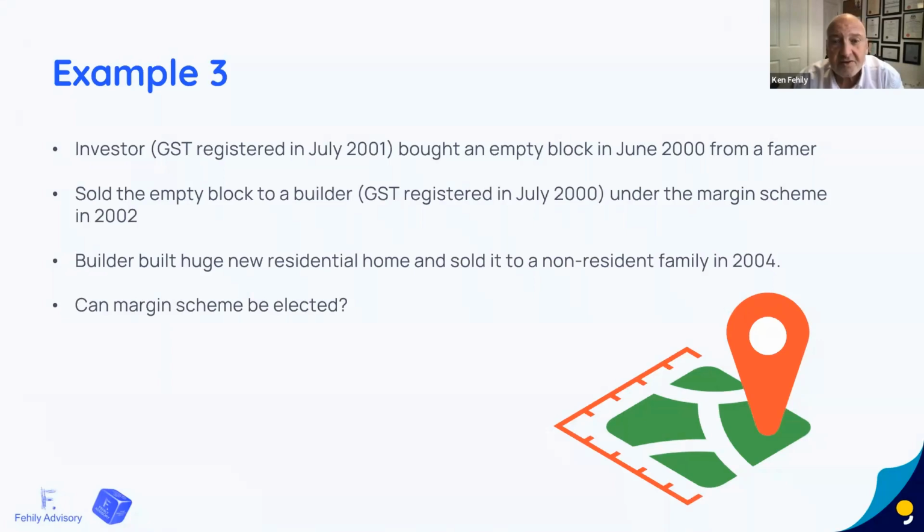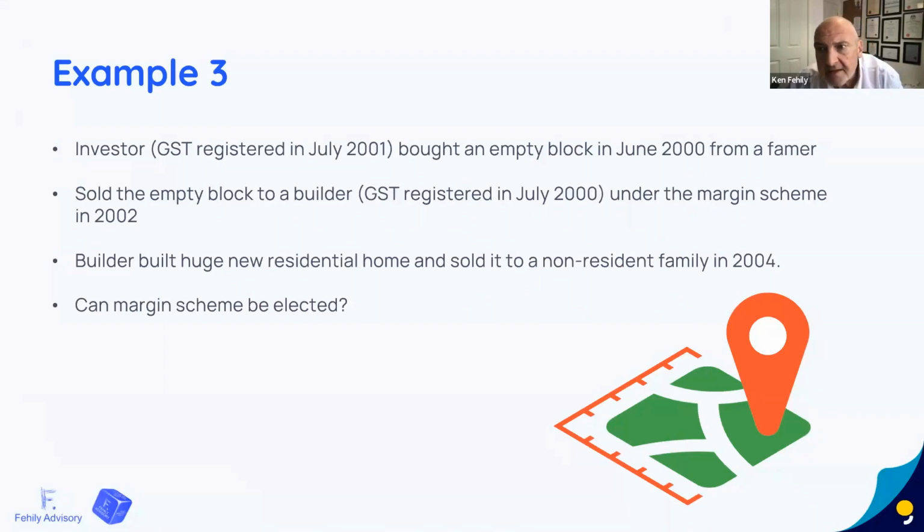Now, I've purposely used a few confusing things. The first investor didn't register for GST until July 2001, not 2000. They sold an empty block to a builder who was registered in July 2000. But the investor sold it under the margin scheme in 2002.